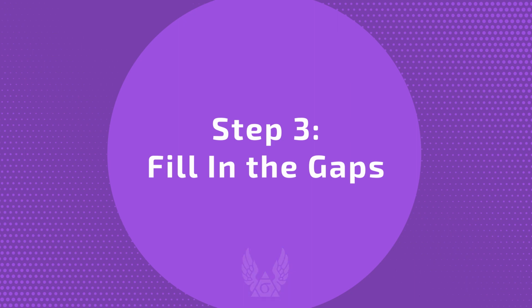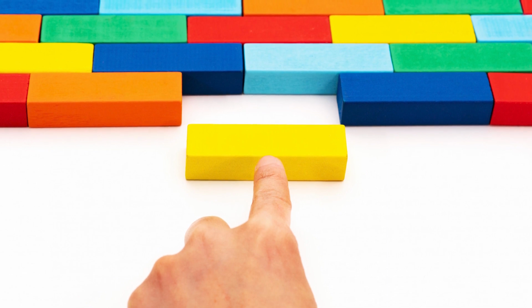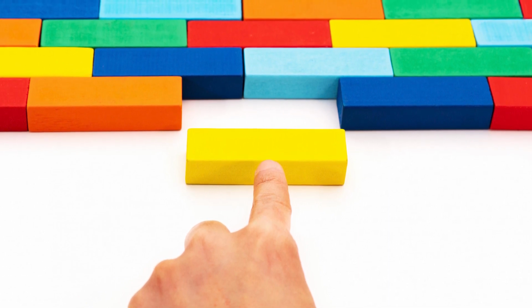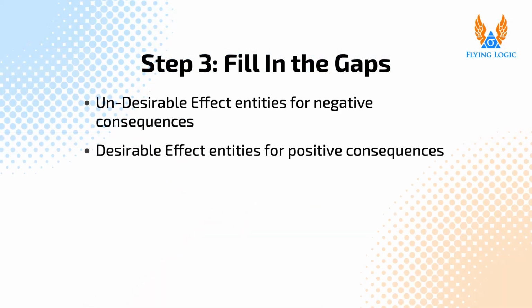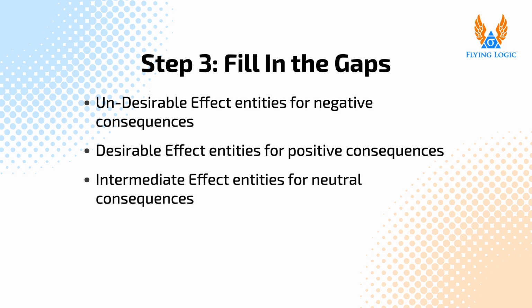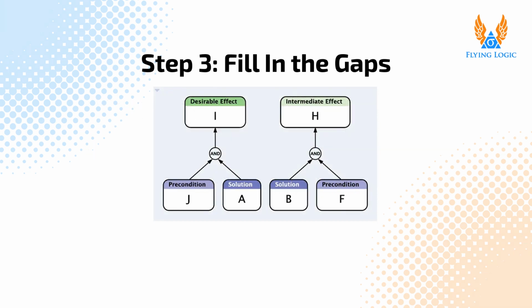Step 3. Fill in the gaps. Starting with your solution entities, add the entities that represent the direct, inevitable consequences of those injections being put into place. Use undesirable effect entities for negative consequences, desirable effect entities for positive consequences, and intermediate effect entities for neutral consequences. Use the categories of legitimate reservation to check your causal connections. If the consequences you add are not sufficient by themselves, then make sure you add any precondition entities, or tie in any other entities that express the necessary conditions and relationships needed to produce the final result.